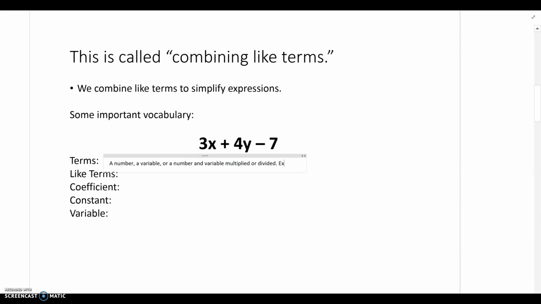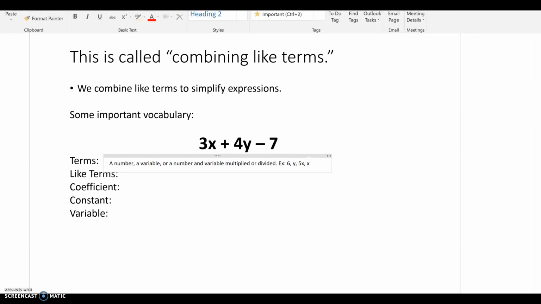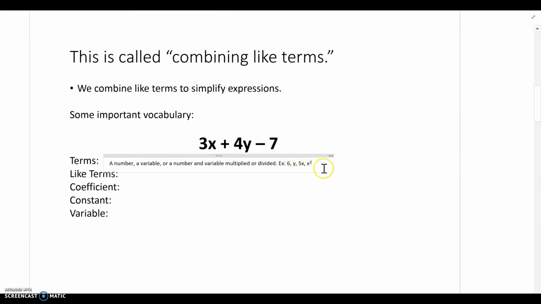We could have just a number, for example, 6. It's also referred to as a constant. We could have a variable like y. We could have a number and variable like 5x being multiplied together. Basically, any combination of number and variable being multiplied or divided is considered a term. So if I have x to the second power, for example, that is the same thing as x times x, so that is also considered a term.